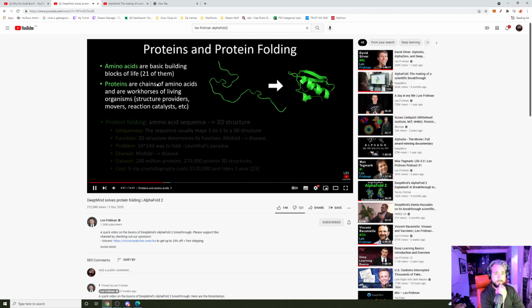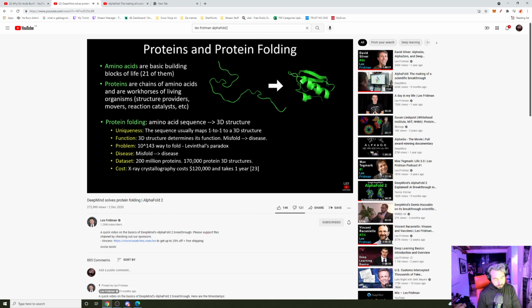Let's talk a bit about proteins and protein folding, why this whole space is really fascinating. First of all, there's amino acids, which are the basic building blocks of life in eukaryotes, which is what we're talking about here with humans. There's 21 of them. Proteins are chains of amino acids and are the workhorses of living organisms, of cells. And they do all kinds of stuff, from structural to functional. They serve as catalysts for chemical reactions. They move stuff around. So they're both the building blocks of life and the doers and movers of life. Hopefully I'm not being too poetic. So protein folding is the fascinating process of going from the amino acid sequence to a 3D structure.